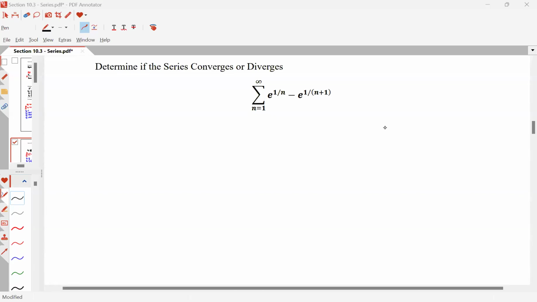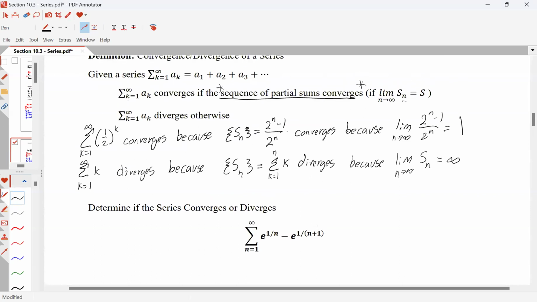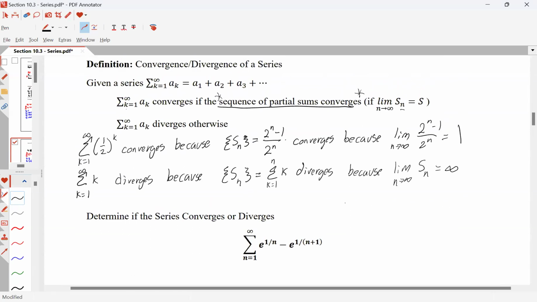Hello, in this video, we are going to use that definition of the sequence of partial sums to determine if a series converges or diverges. So as a reminder from the last video, a series converges if its sequence of partial sums converges. All through the rest of this section, when we're talking about series, we're going to get lots of tests to determine if a series converges or not.